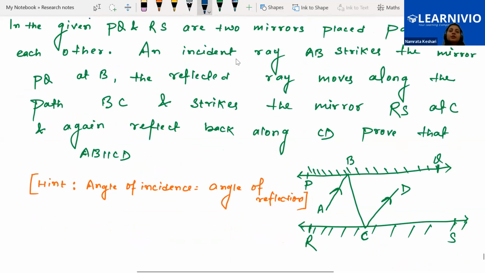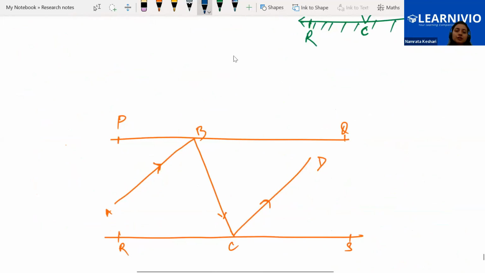But before that we will be dropping a perpendicular. So we will drop a perpendicular on the line PQ. Here we will write the construction: drawing the perpendicular, let's say BN, on line PQ, and we are drawing a perpendicular like this on the line RS. Let's say this is N. CM and BN, these two perpendiculars we are drawing by ourselves on the line PQ and on the line RS, or on the mirror PQ and on the mirror RS, you can say.